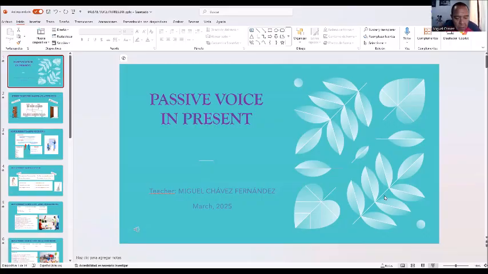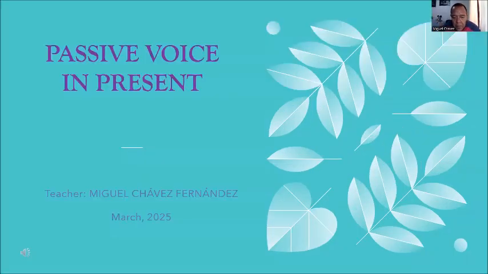When we speak English, we often use active voice. Active voice is when the subject of the sentence is the agent of the action. The subject is the doer of the action. Therefore, we know who is doing the action.